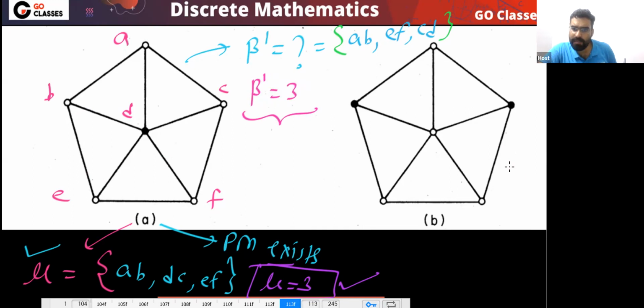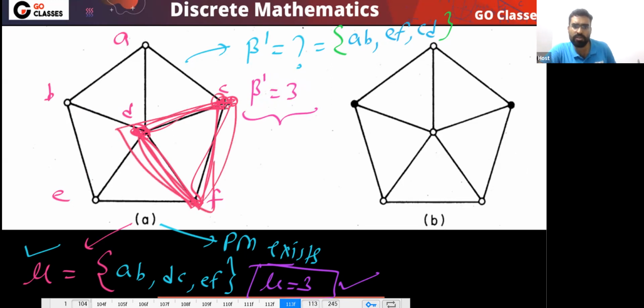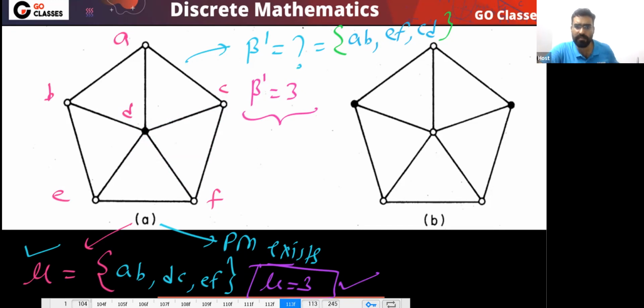Arpan is saying this is an example of Konig. Is this a bipartite graph, Arpan? This is not a bipartite graph, because there is an odd cycle. This is not bipartite because there is an odd cycle.